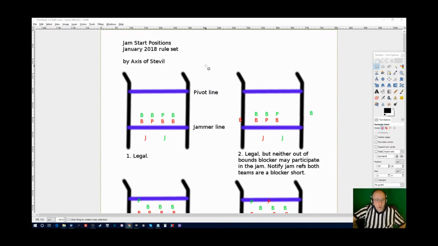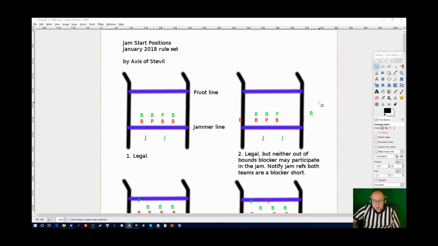So, number one. Got all skaters lined up in legal positions. This is legal. This is what we want a jam start to look like. Again, those blockers and pivots may be anywhere. They may be right behind the pivot line, whatever. But this is a legal jam start. This is what you're typically going to get.